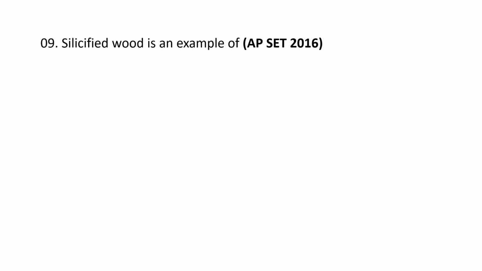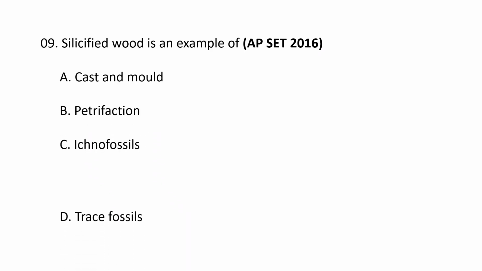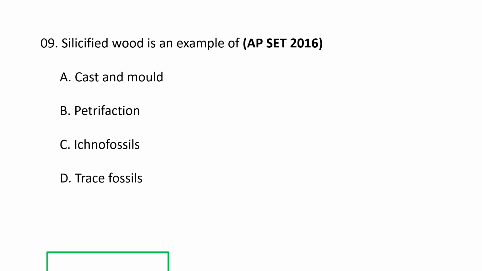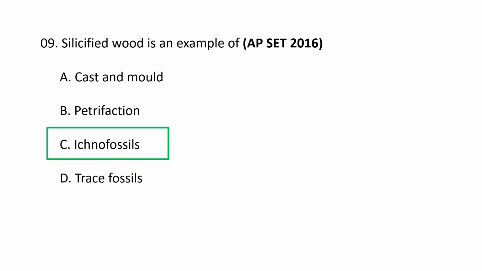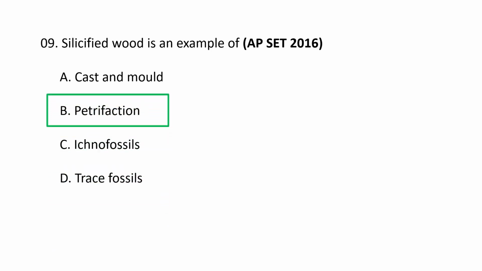Next question. Silicified wood is an example of A. Cast and mold, B. Petrifaction, C. Ichnofossils, and D. Trace fossils. Silicified wood is an example of petrifaction.